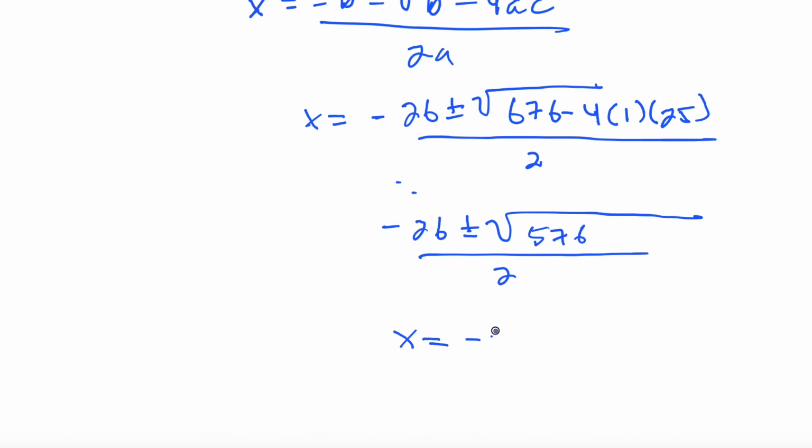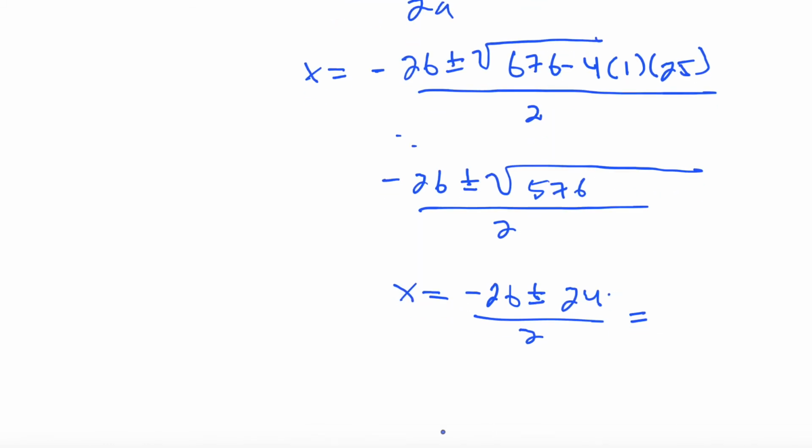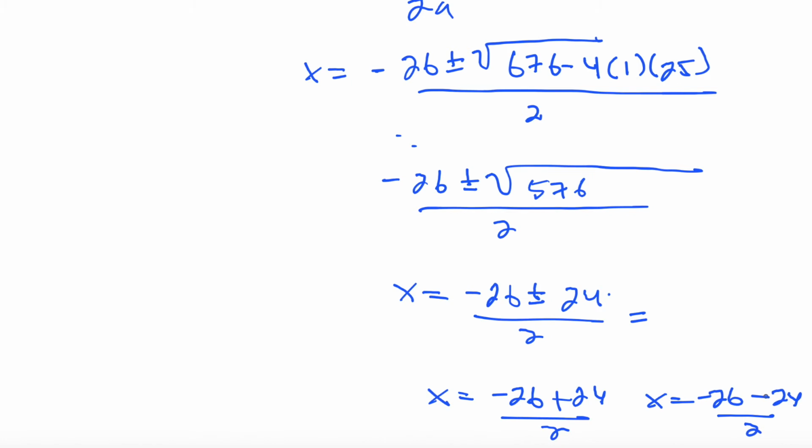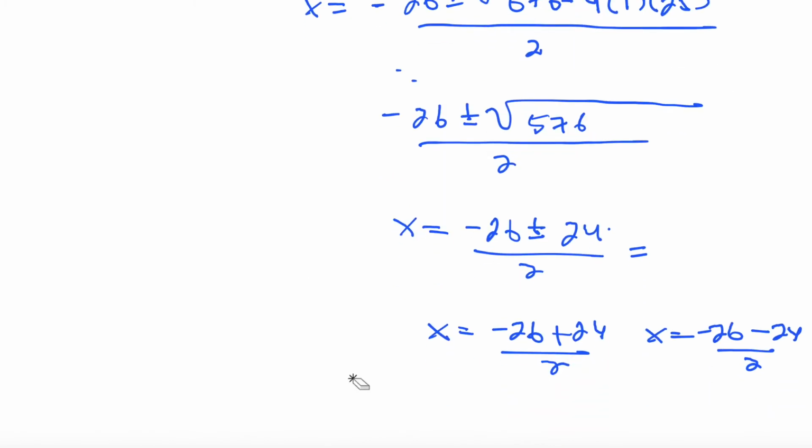So x equals negative 26 plus or minus 24, over 2. So x equals negative 26 plus 24 over 2, and x equals negative 26 minus 24 over 2. Can you divide everything by 2? At this point, you could. So you're going to get x equals negative 13 plus 12. Wait, which one are you on? On this one here?